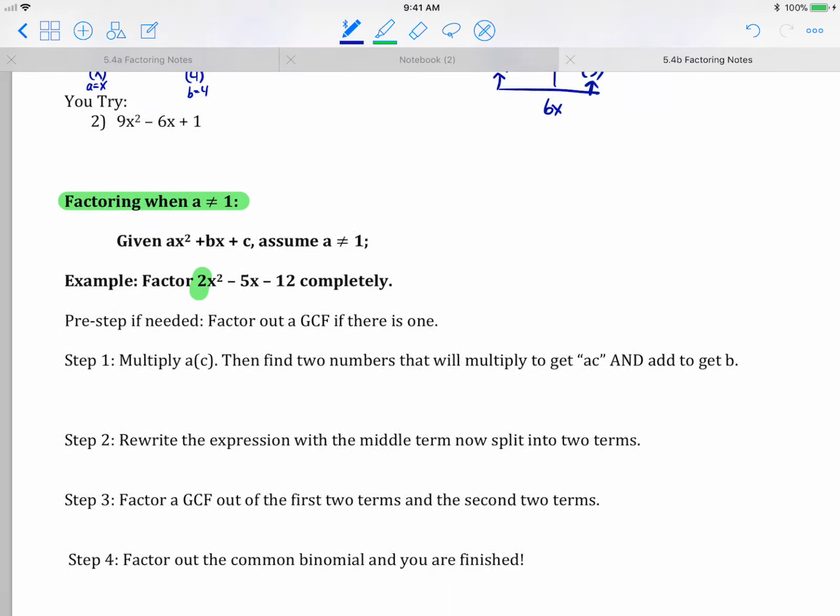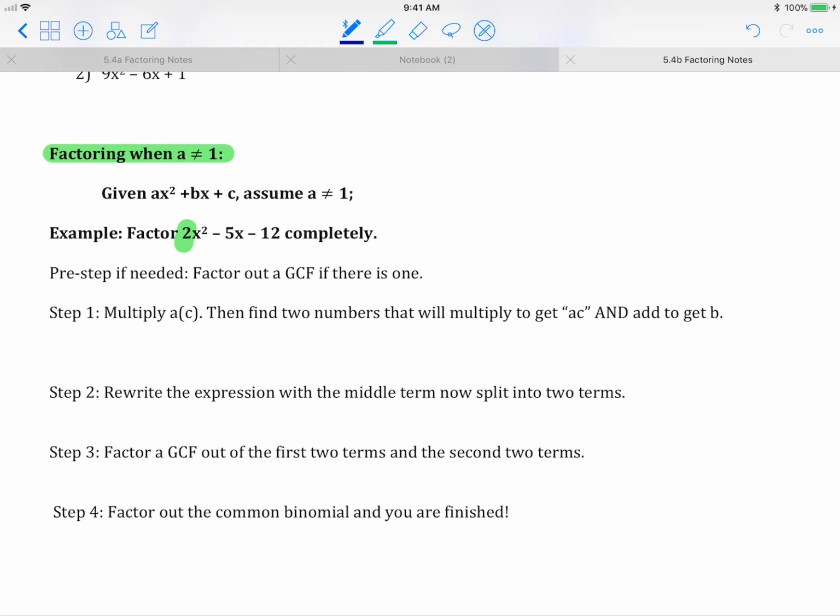Okay, factoring when a does not equal 1. These can actually be pretty tricky, but we are going to do this in a method called factoring by grouping. And when I come back to class, I'm actually going to show you lots of different methods, but for right now, we're going to stick to this one method because these notes could be really, really long if I did all the different methods right now, okay?